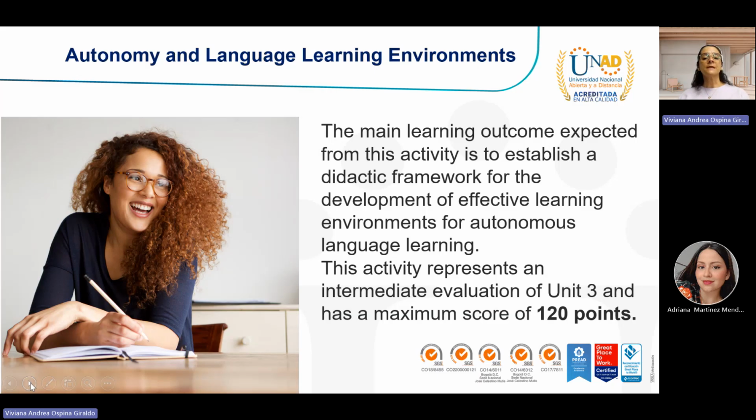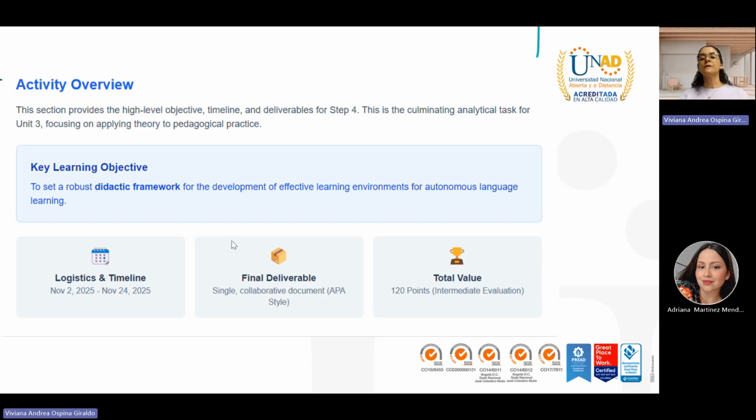So with that said, I want to begin by talking a little bit about the activity itself. The activity is divided into different steps. There is one part that is individual and the other one is collaborative. So I want to say that this section provides the high level objective, and also we will have this analytical task, which will be the focus on this unit 3. So the key learning objective is, like I said, to set a robust didactic framework for the development of effective learning environments on autonomous language.